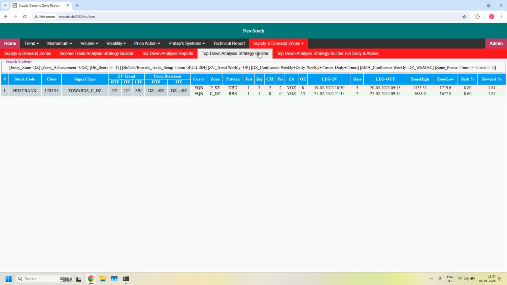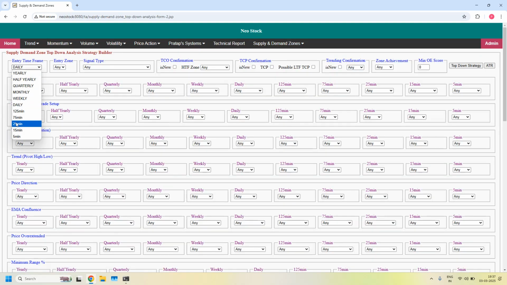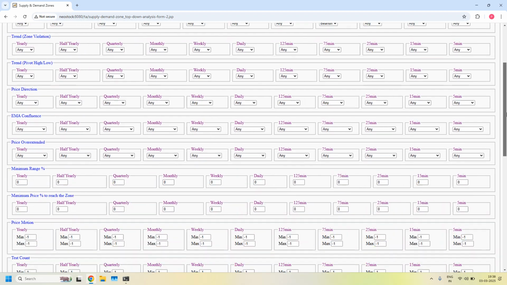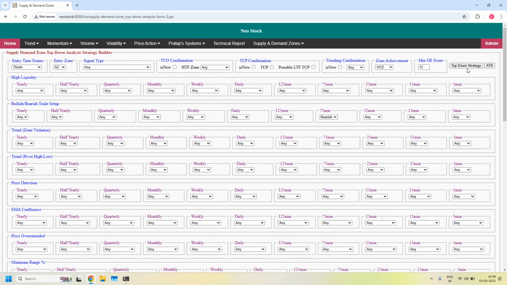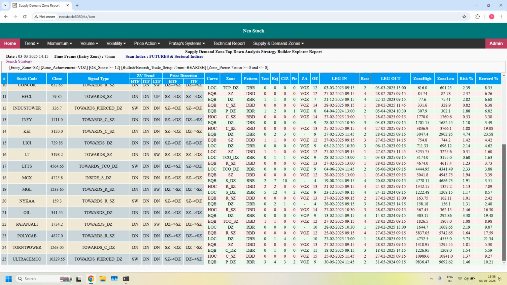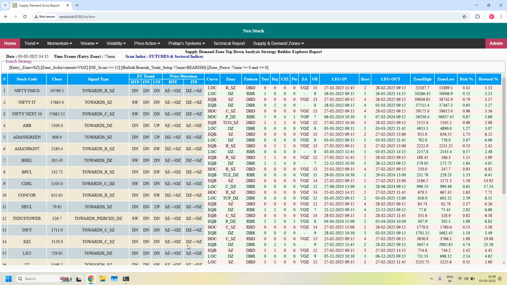Next, bearish trade setup for weekly income trade. Entry time frame 75 minutes, entry zone, supply zone. In bullish or bearish trade setup at 75 minutes, selecting bearish. Zone achievement violated opposing zone, minimum order enhancer score 12. And the 75 minutes supply zone should not be pierced. So in the pierced count at 75 minutes, I am setting minimum value 0, maximum value 0. With these filters, we got 25 stocks. So first 15 stocks in the list. Scrolling the list down.